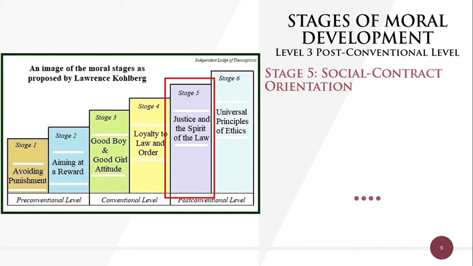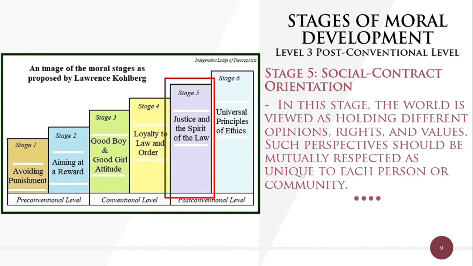Okay, so parang kung dati, yung previous stage wherein basta kung ano yung naiset na rule sa isang society, yun ay absolute, kailangan sundin. In stage 5, okay, which is what we call social contract orientation, meaning to say, there are already some parts of the rules na iniisip ng taong yan na parang hindi ata akma itong rule na ito. Okay? Parang hindi ata akma ang rule na ito sa ganitong klase ng sitwasyon. Okay? Alright? So, in this stage, the world is viewed as holding different opinions, rights, and values. Such perspectives should be mutually respected as unique to each person or community.